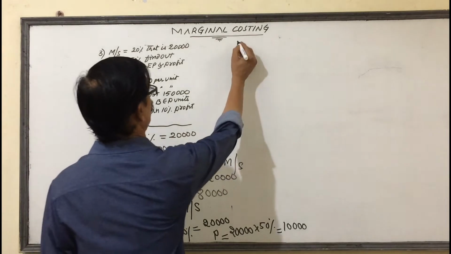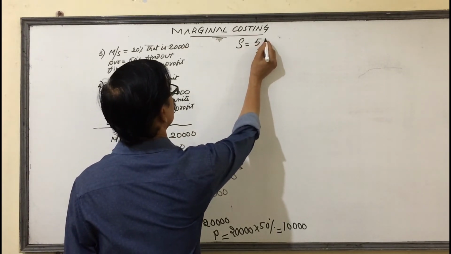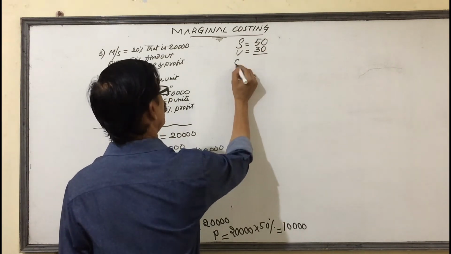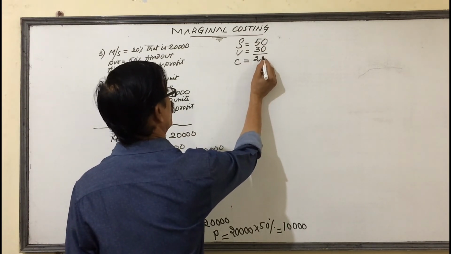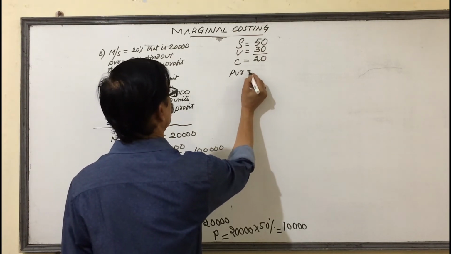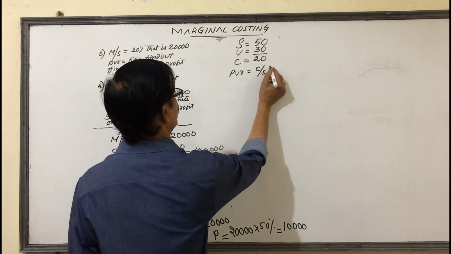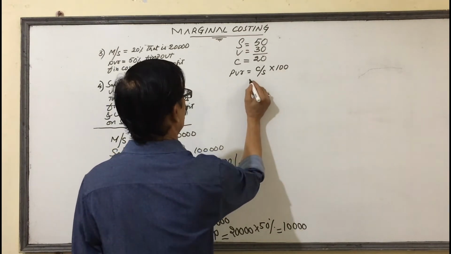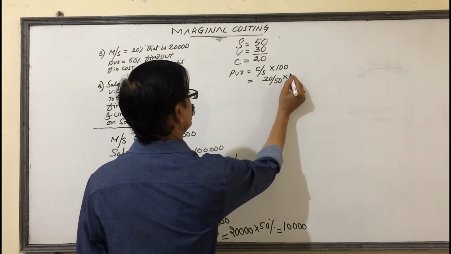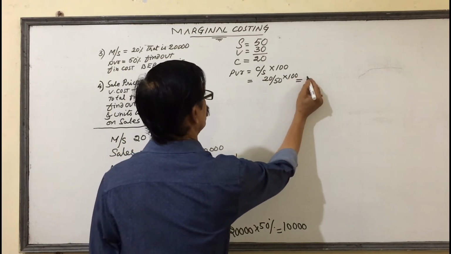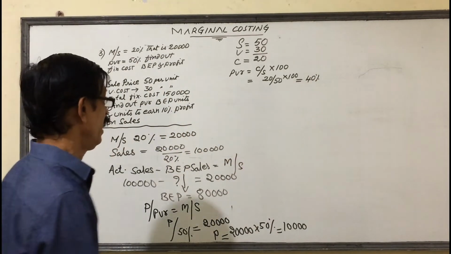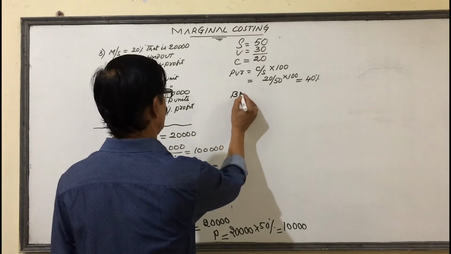Sale price is 50 rupees. Variable cost is 30 rupees per unit. Therefore, contribution per unit is equal to 20 rupees. Now, PVR is equal to contribution by sales, that is equal to 20 by 50 into 100, which is 40%.